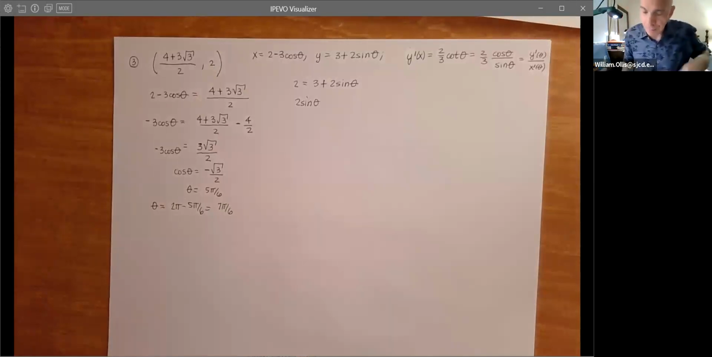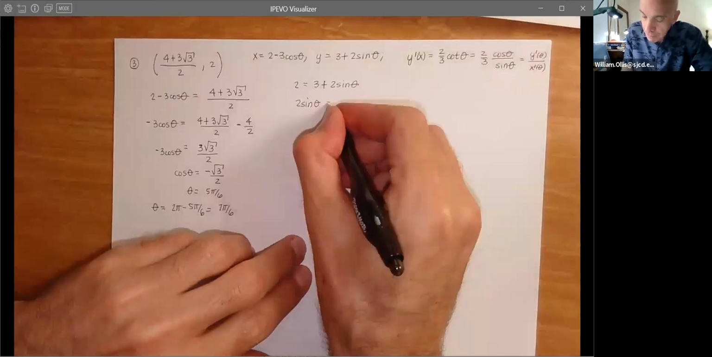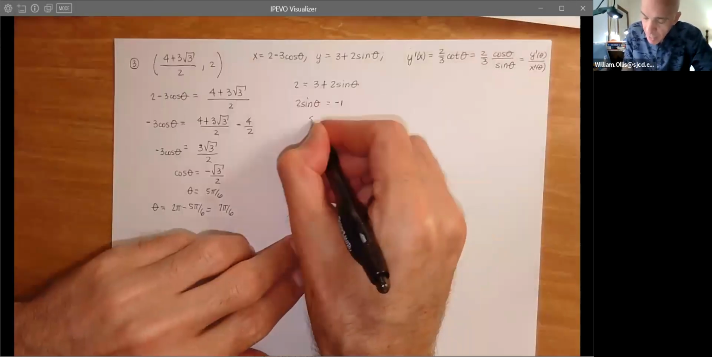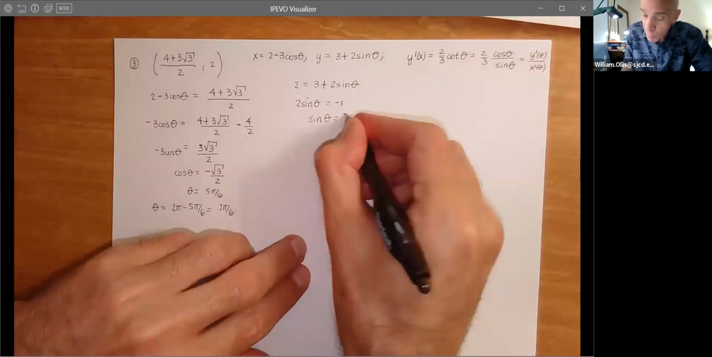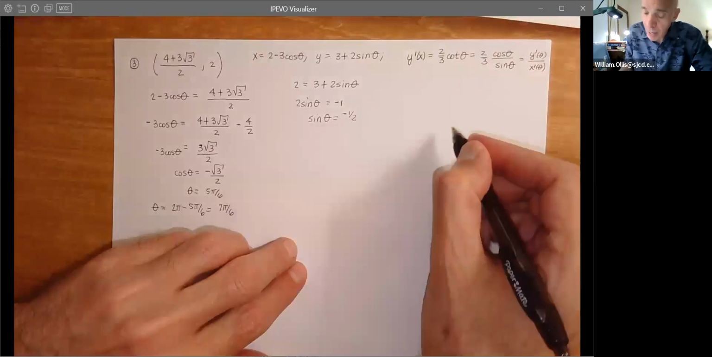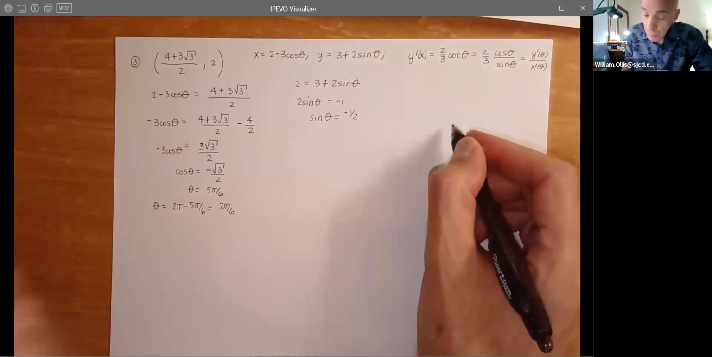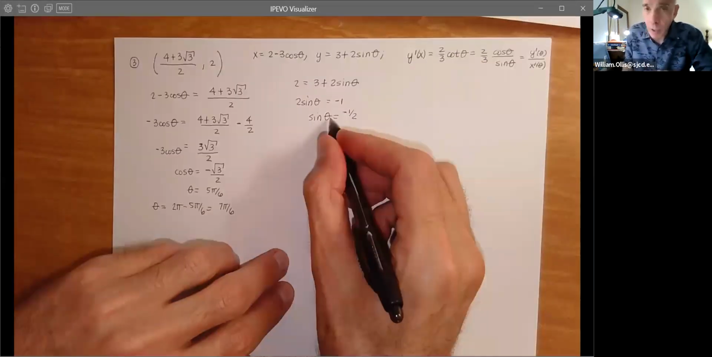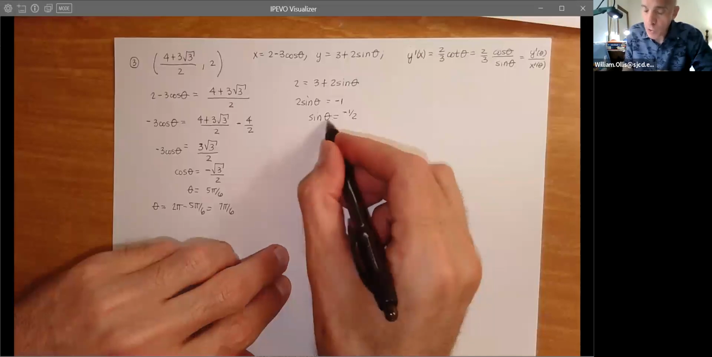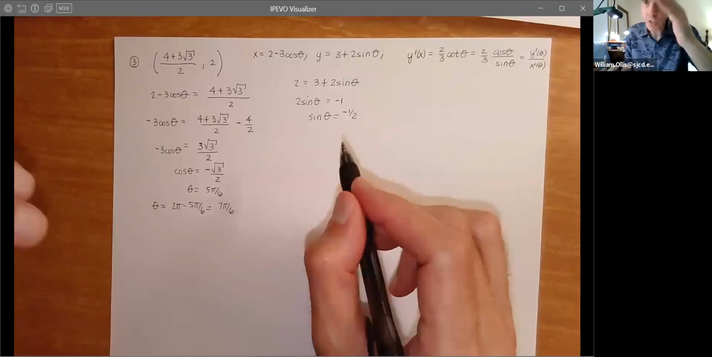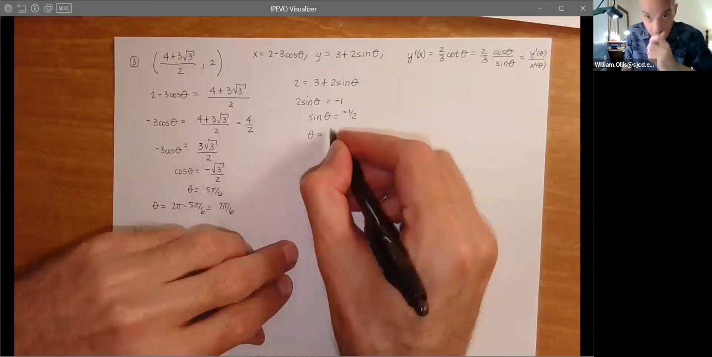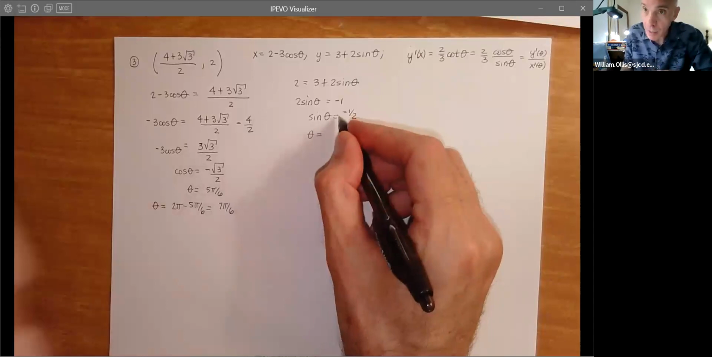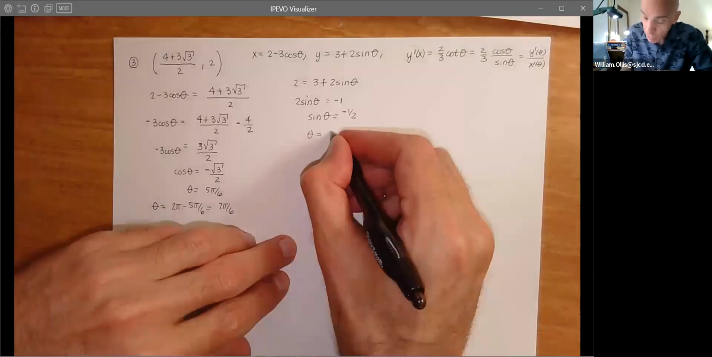So now, if we do this, we'll have a -1. So sine theta is equal to -1/2. Now, of course, when we look at this, the inverse sine runs between -π/2 and π/2. So we have theta. And of course, the inverse sine is odd, so the negative factors out.